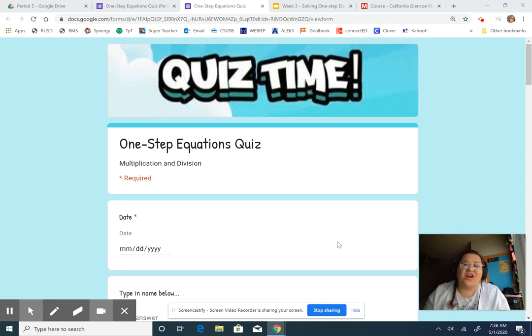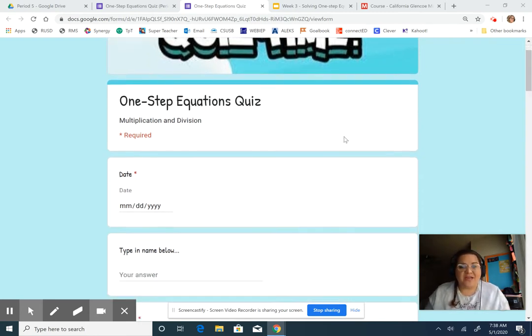Hey guys. All right, I thought I would read the questions and maybe clarify some directions for the quiz. This is the one-step equations quiz for multiplication and division.